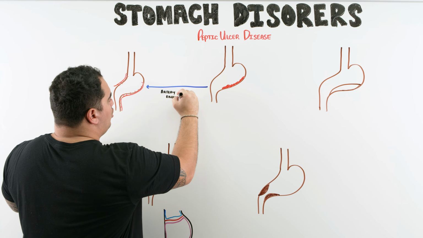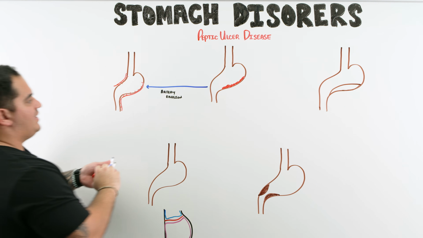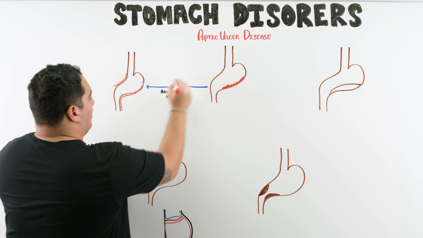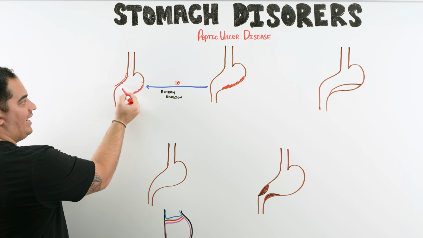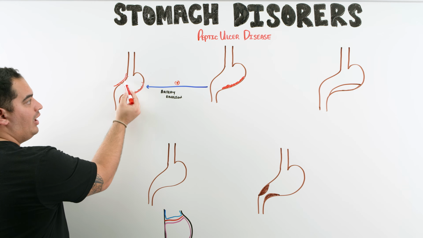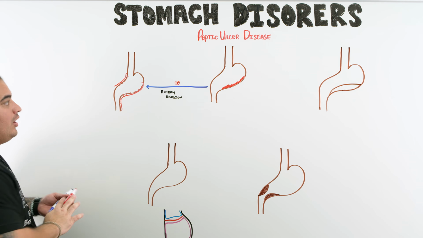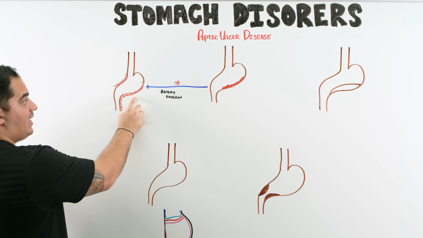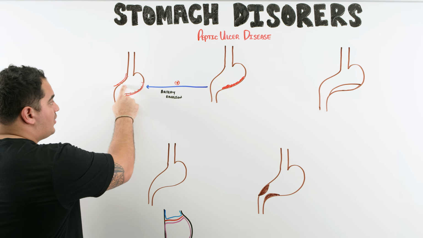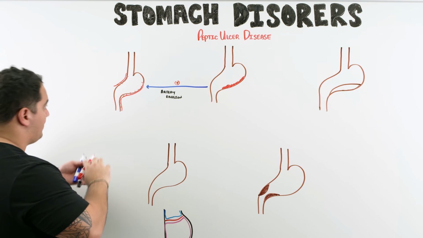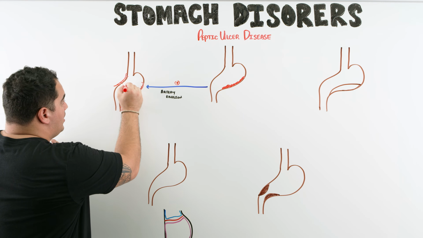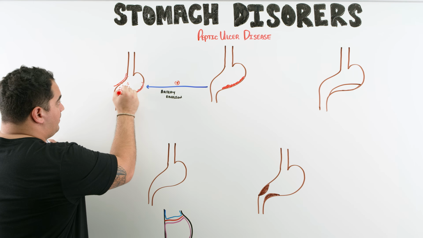And there are usually two locations. One is it can erode into the arteries near the lesser curvature. That's the most common one, and it can erode into the left gastric artery. Or near the greater curvature, which is where the gastroduodenal artery is. This would be the second most common one. When it erodes via these arteries, bleeding will ensue, so you'll start getting blood that leaks into the stomach.